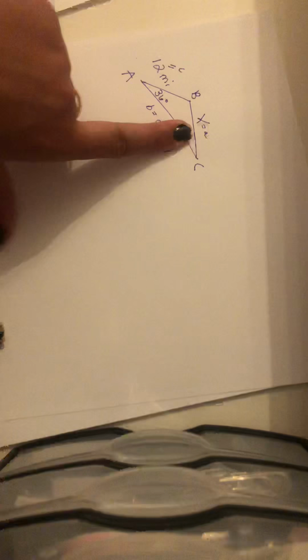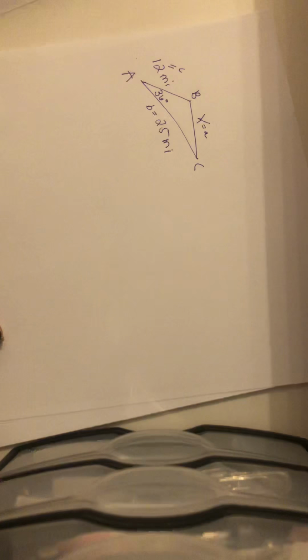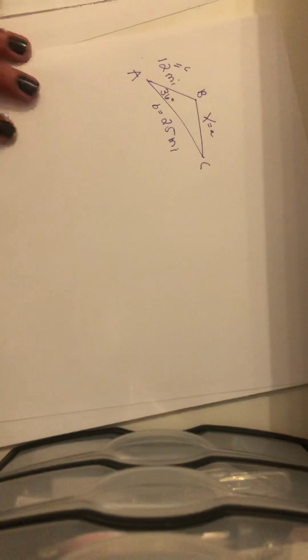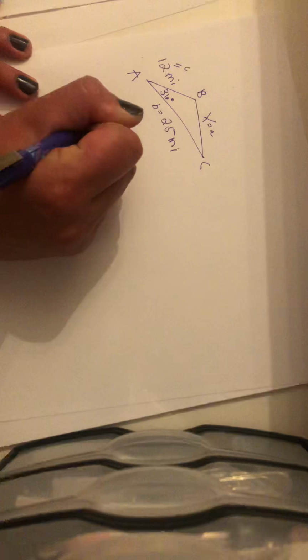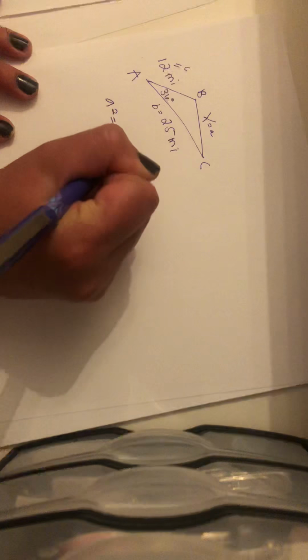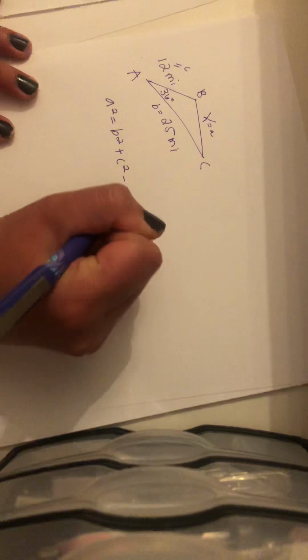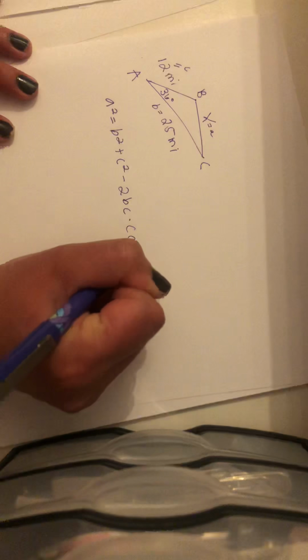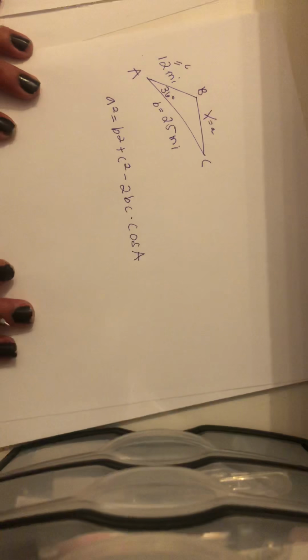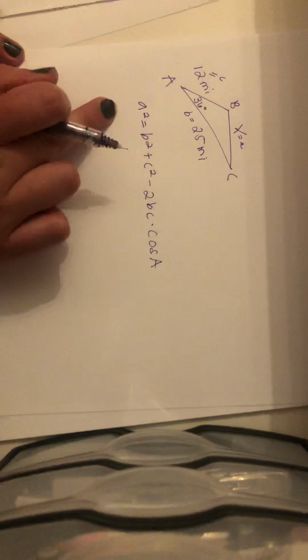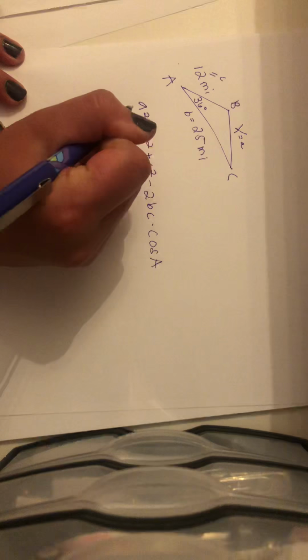So if we're finding little a, the formula we're going to use is going to be a squared equals b squared plus c squared minus 2bc times cosine a, okay? So let's write that formula out. A squared equals b squared plus c squared minus 2bc times cosine a. Let's fill in what we know. Well, we know we're solving for a, so we could just bring that down, right?